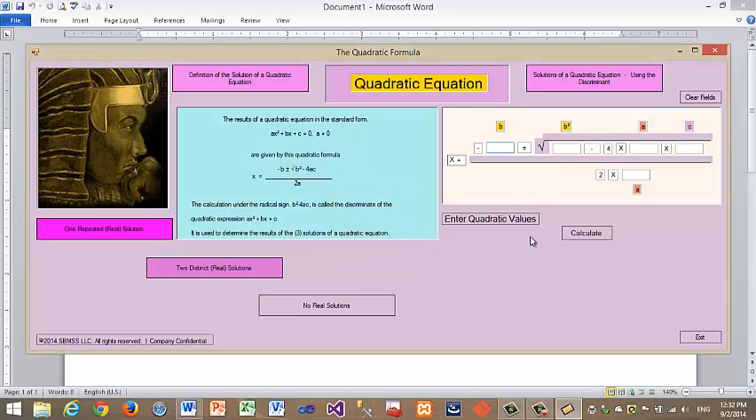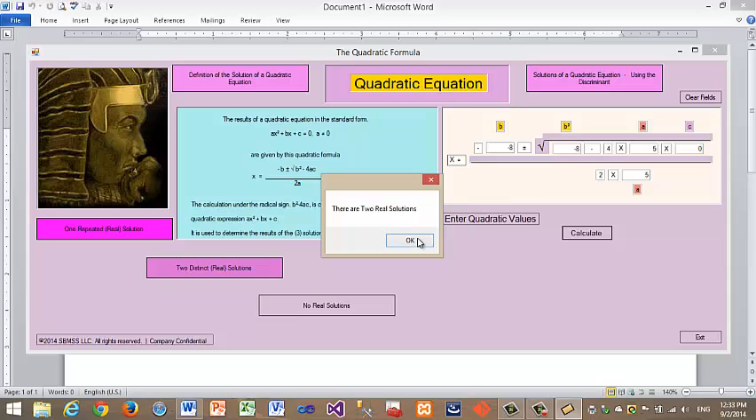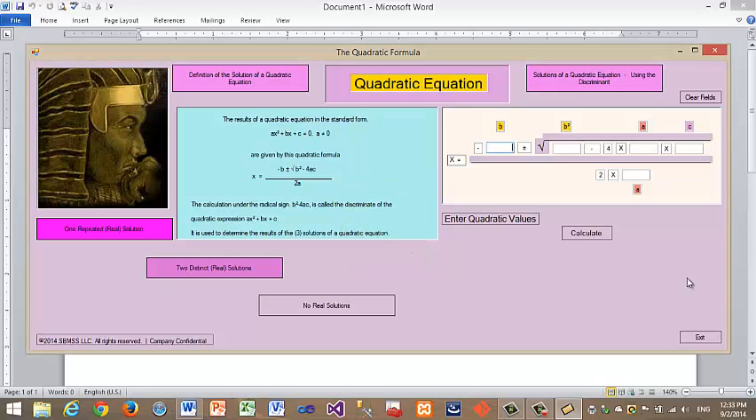Okay. Now let's look at one with two real solutions. Let's input b is minus 8, let's make a 5 and c 0. And once again, a is 5. We're looking for two real solutions, which means the value should be greater than 0. We have two real solutions. Good. The discriminant is 64, which is greater than 0. The roots are 1.6 and 0. Very good.